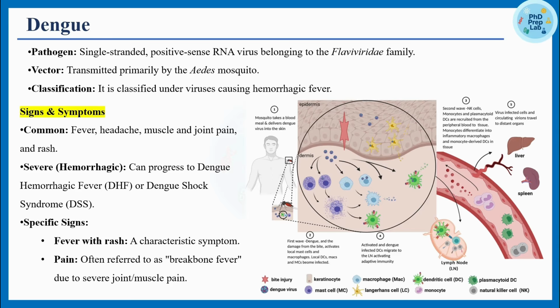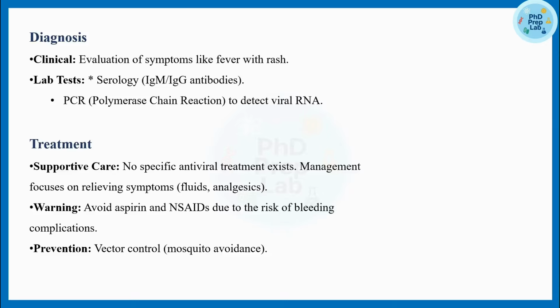The virus-infected cells and circulating virions travel to the distant organs and start their infection there also. They could travel to the liver, spleen, lymph nodes, etc. When they travel to distant organs, the virions of the dengue virus actually mature in the Golgi apparatus, and the mature virions are then released by exocytosis to infect further new cells as well.